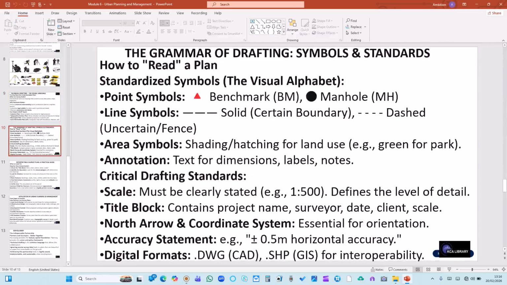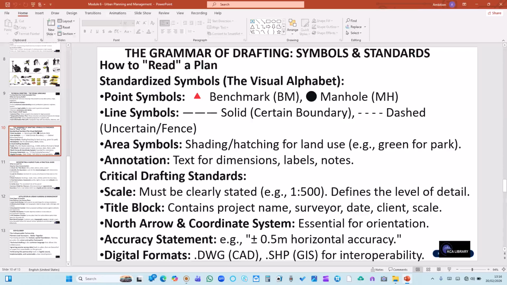Having known that, let us look at the grammar of drafting, including their symbols and standards. How to read a plan. That is standardized symbols, the visual alphabet. How to read a plan includes point symbols, such as benchmark (BM) and manhole. Some of the symbols include benchmark and manhole.